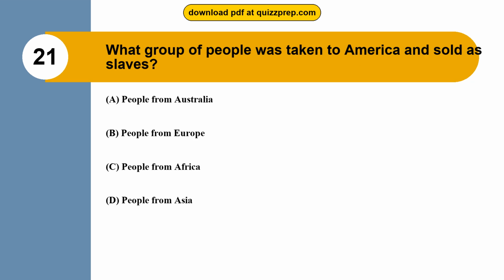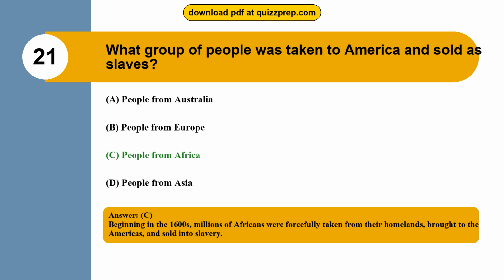Question 21. What group of people was taken to America and sold as slaves? Option A. People from Australia. Option B. People from Europe. Option C. People from Africa. Option D. People from Asia. The correct answer is option C. People from Africa.